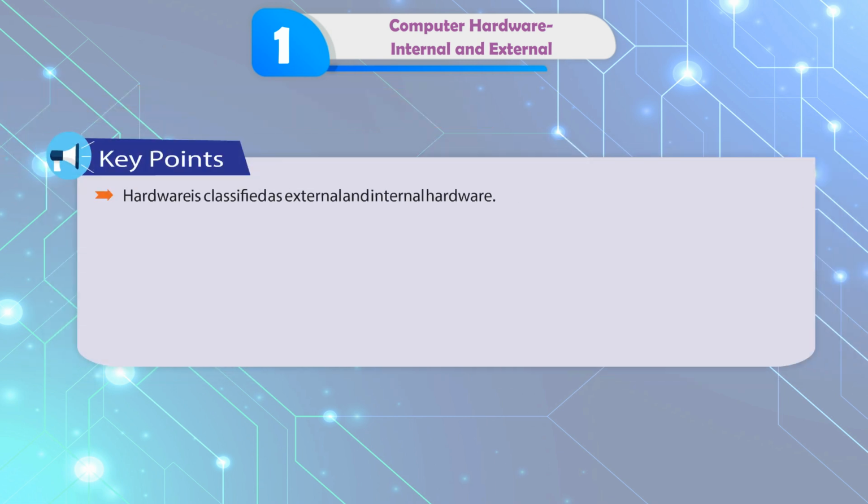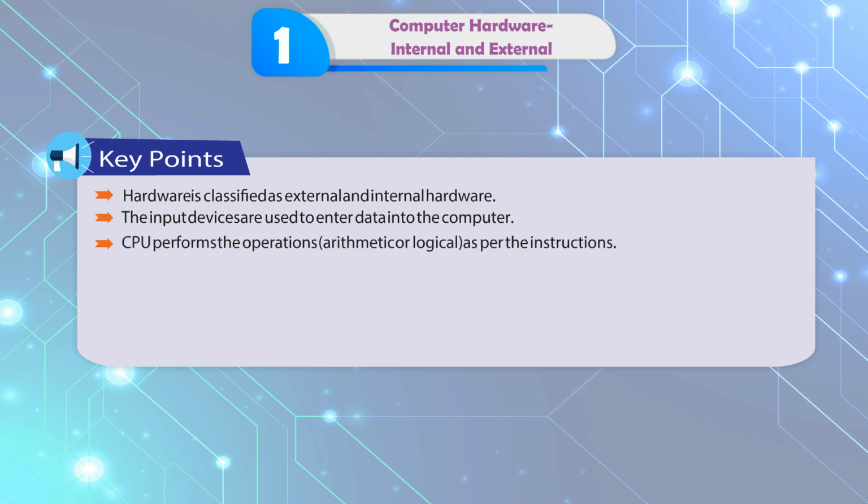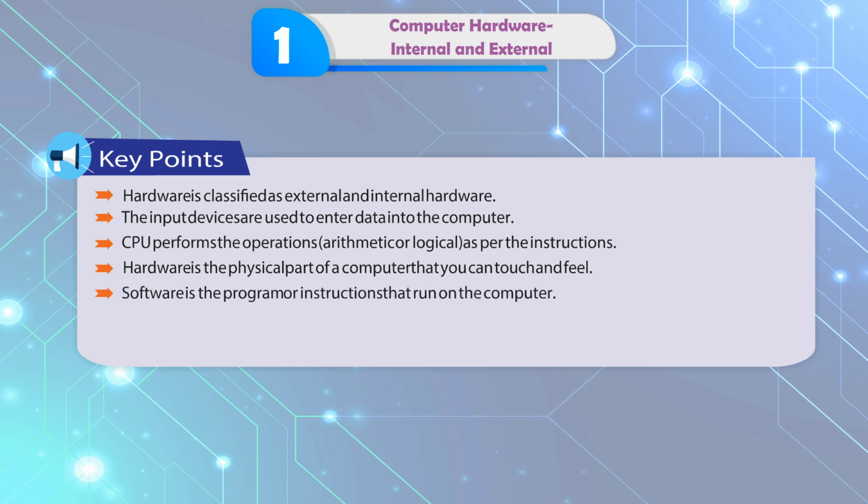Key points: Hardware is classified as external and internal hardware. The input devices are used to enter data into the computer. CPU performs the operations, arithmetic or logical, as per the instructions. Hardware is the physical part of a computer that you can touch and feel. Software is the program or instructions that run on the computer.